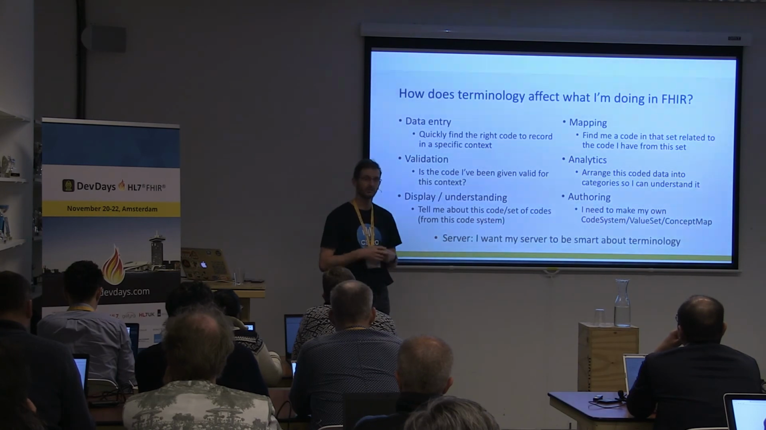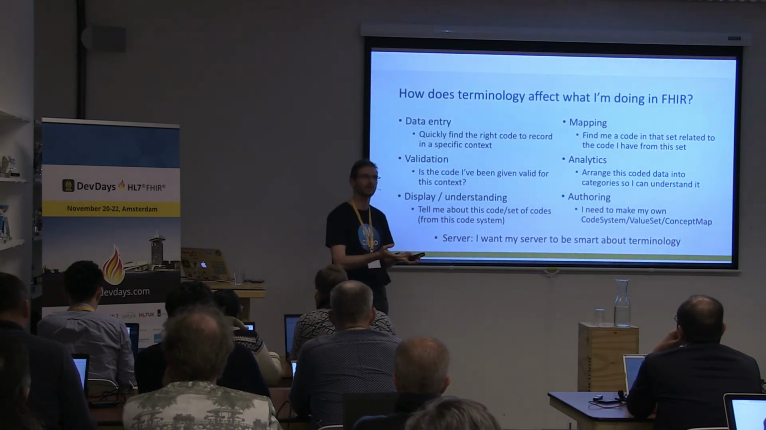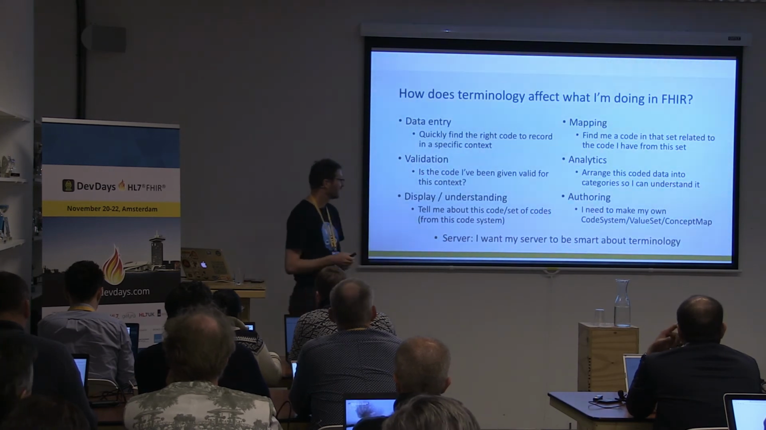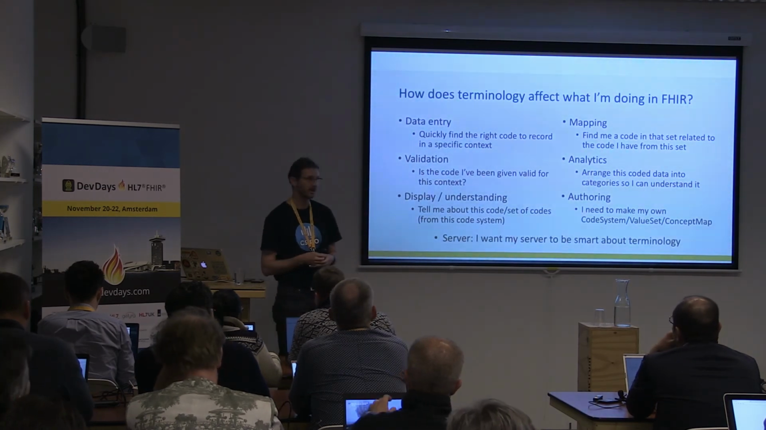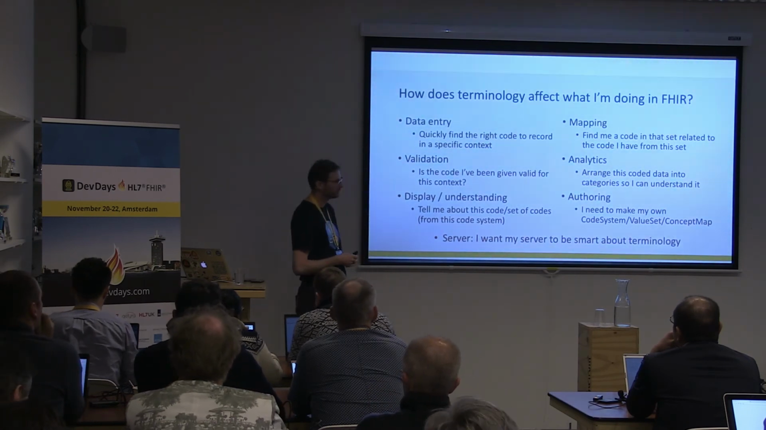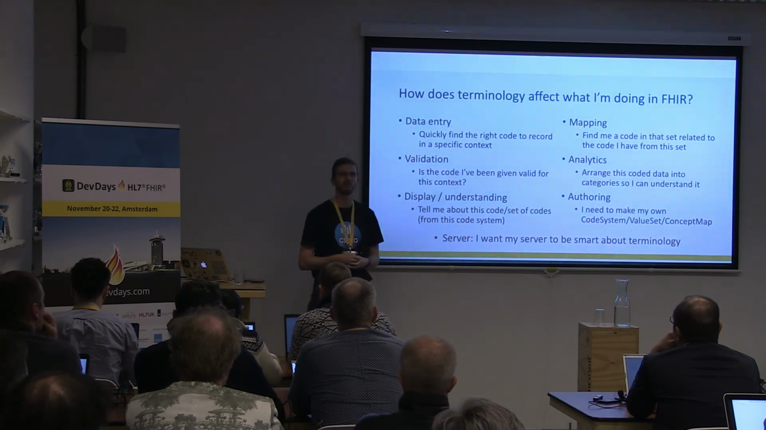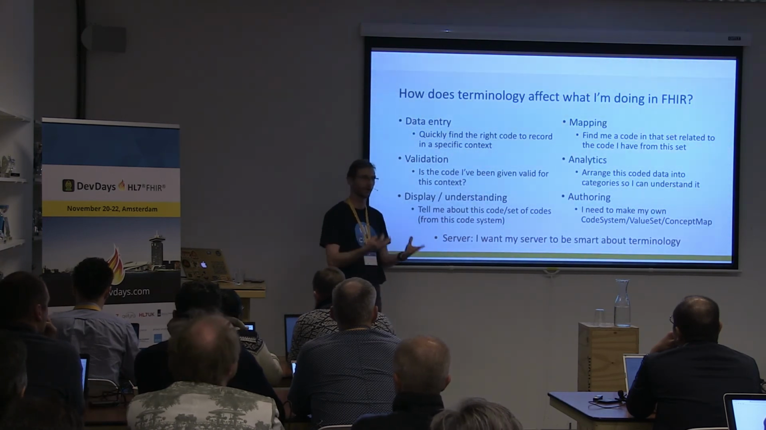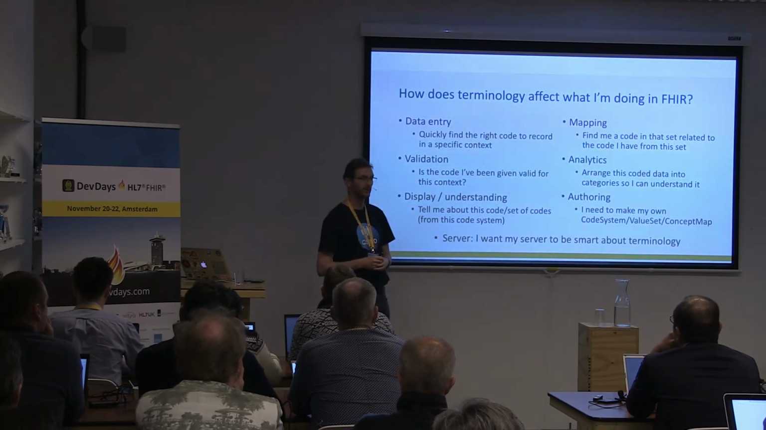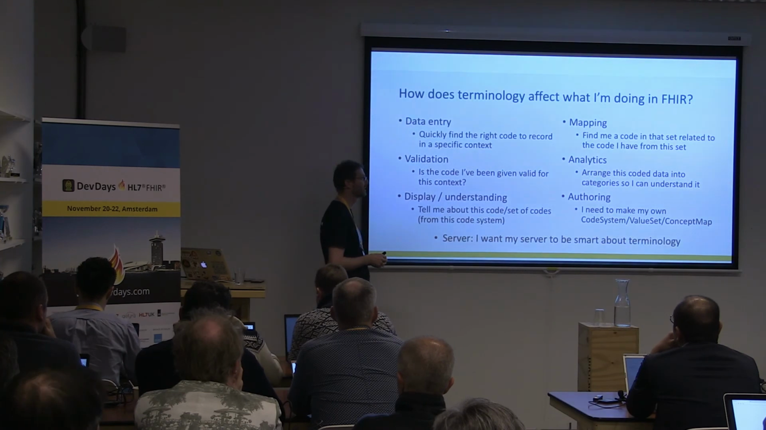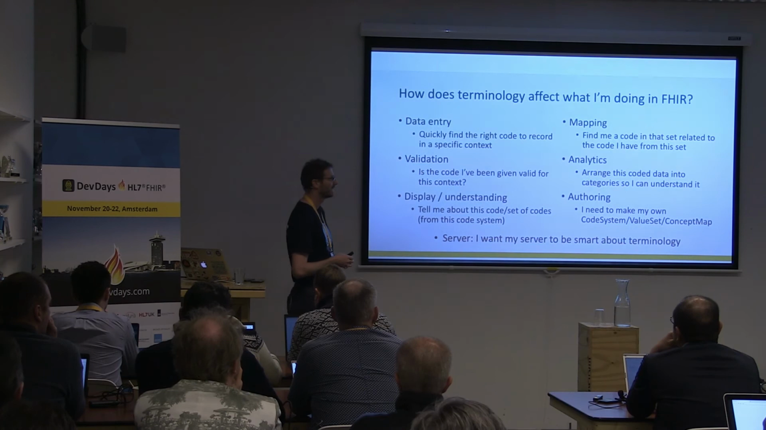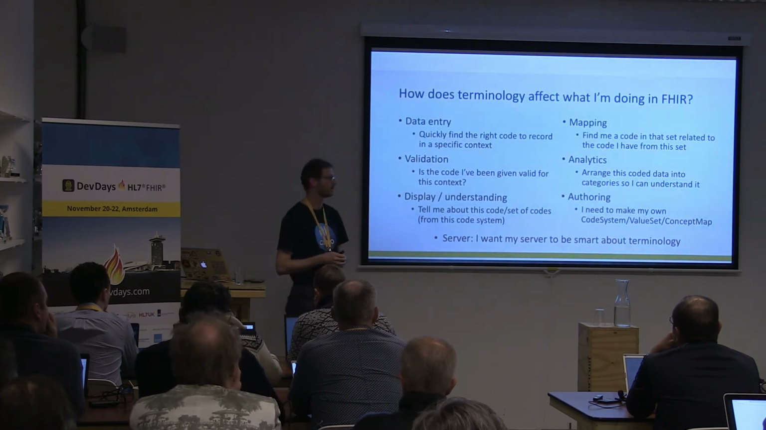It can help you with display and understanding. So if you're looking at a new terminology to gauge whether it's appropriate for your use, or inspecting some of your data, then you can use the Terminology Services API to tell you information about how different codes relate to each other. It can help you with mapping. When you are receiving data from external sources, it's a very common thing to need to normalize that data or to map it across to some canonical form, and the Terminology Services API has operations for that. It can help you with analytics if you need to categorize data into different clusters. Then you can use terminology service operations to do that.